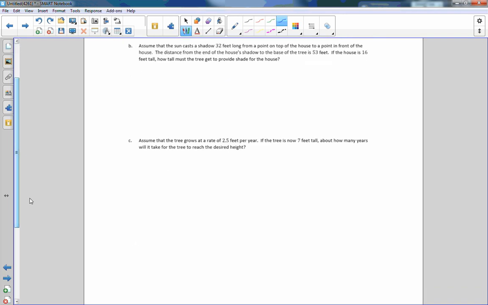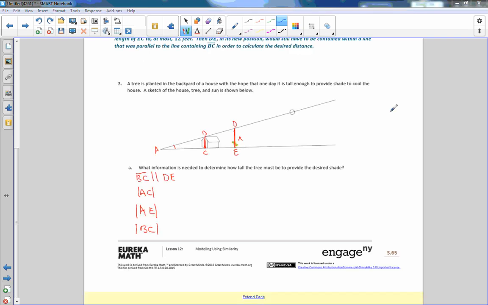Part B says, assume the sun casts a shadow 32 feet long from a point on top of the house to a point in front of the house. Okay, so if the sun casts a shadow 32 feet long from a point on top of the house to that angle there, then they're saying that AC is 32 feet. So AC equals 32 feet.